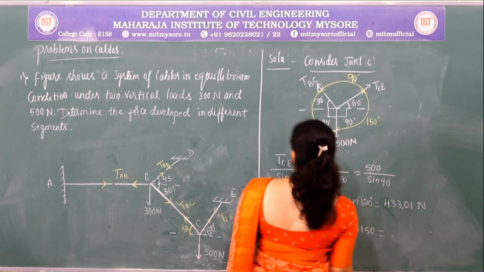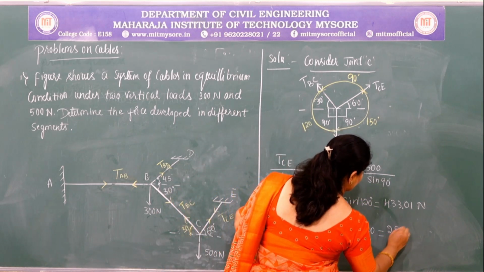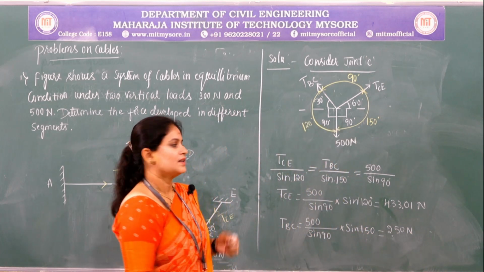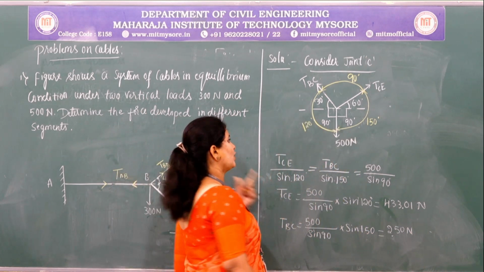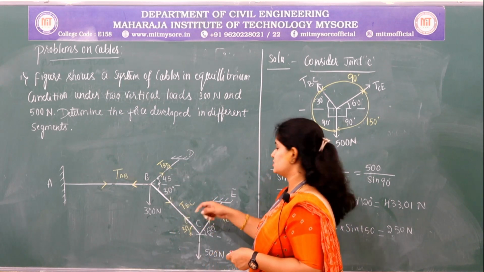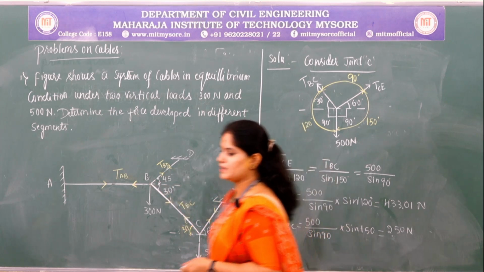So on solving this, we get the value of TCE as 433.01 Newton, because the force is given in Newton, and TBC as 250 Newton. Now we shall consider joint B. Now we have the values of TBC and TCE. So this TBC value will remain the same when you consider joint B.